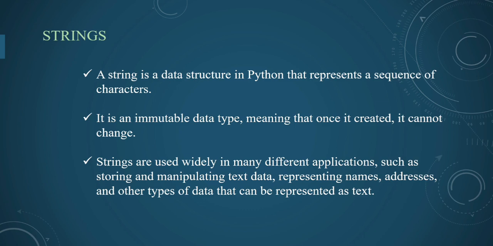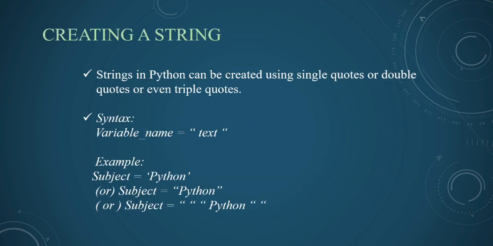What is Python? Then strings. Okay, today we discuss strings. A string is a data structure in Python that represents a sequence of characters. It is an immutable data type, meaning that once it is created, it cannot be changed. Strings are used widely in many different applications, such as storing and manipulating text data, representing names, addresses, and other types of data that can be represented as text.